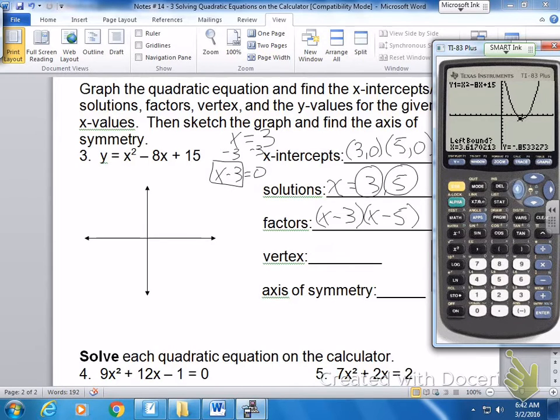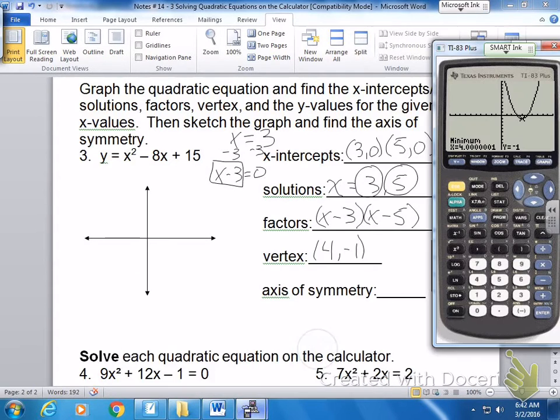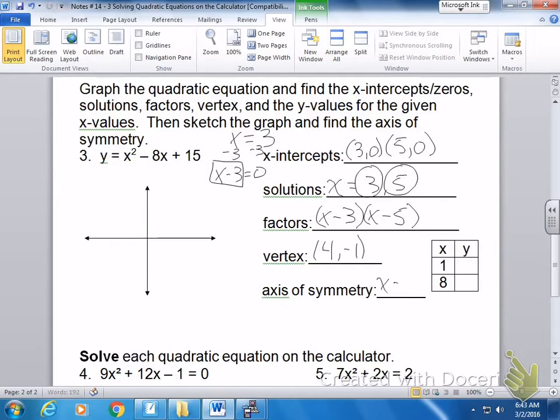I'm going to go to the left of my vertex and hit enter. I'm going to move to the right of my vertex and hit enter, and then hit enter one more time, and it should give me my vertex. It looks like my vertex is 4, -1. Now I know it said 4.0000, but sometimes our calculators round differently, okay? Now from our vertex, we should be able to get our axis of symmetry. Remember, the axis of symmetry goes through the vertex, so I'm just going to put x equals the x value from our vertex.